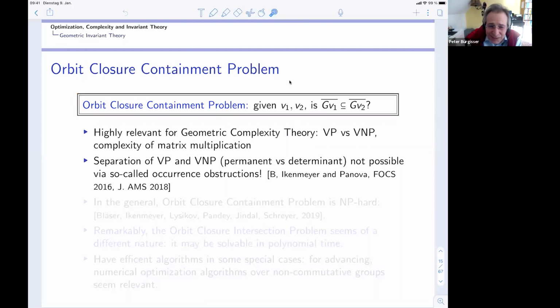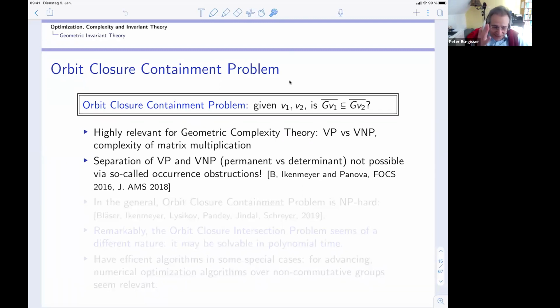And this is the problem that is highly relevant for geometric complexity theory. So actually the VP versus VNP problem, you can rephrase as such a problem. Also the complexity of matrix multiplication, you can rephrase. So this is an important problem for complexity theory. The GCT program tries to resolve this, and there was, as you probably know, a suggestion by Ketan Mulmuley that one should do it using occurrence obstructions.